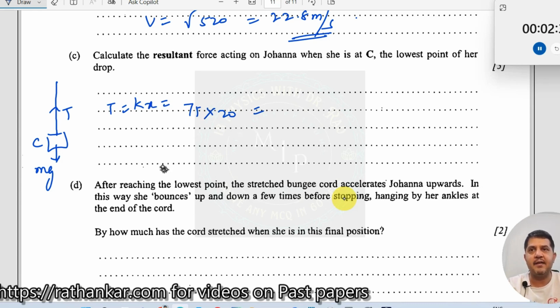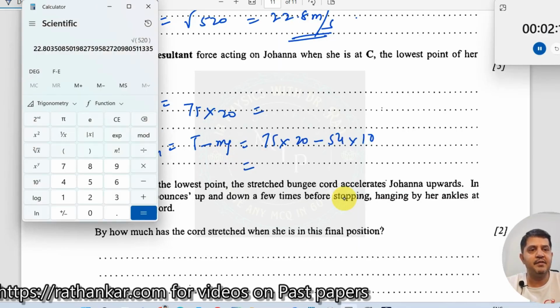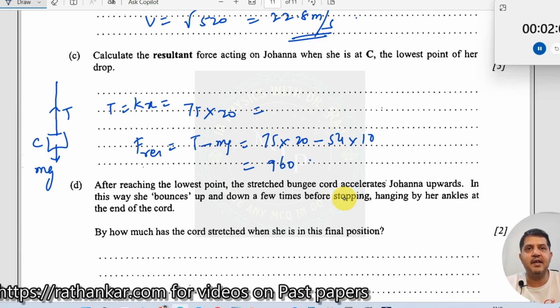Some value you get. What is F resultant? F resultant should be T minus mg, which should be 75 into 20 minus 54 kg multiplied by 10. Let us calculate this value. So you get 75 star 20 minus 540, which will be 960. The unit is Newton. Thus the answer should be 960 Newton.